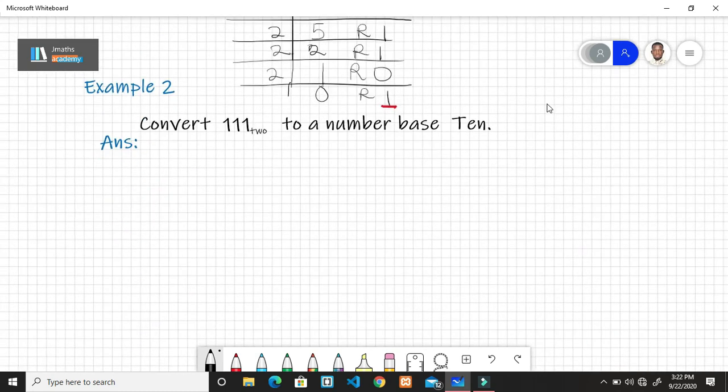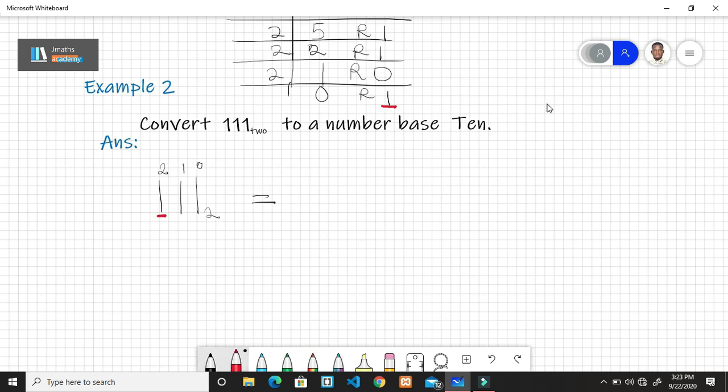Example 2. We are asked to convert 111 base 2 to a number base 10. So this is how we are going to solve this question. So we have 111 to base 2 and we are asked to convert it to base 10. So this is what you do. On your right hand side of 111, we start counting 0, 1, 2. So we'll start from our left hand side.